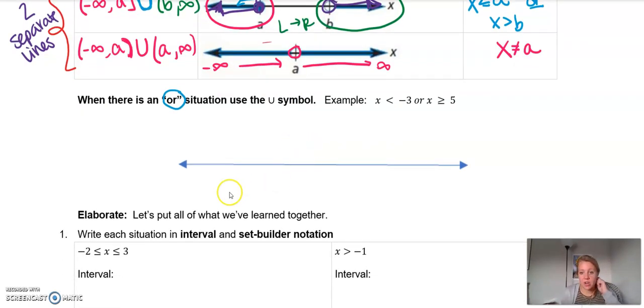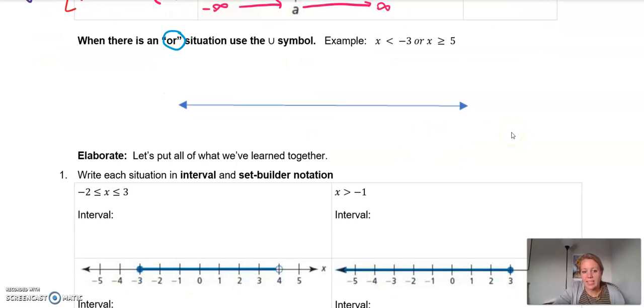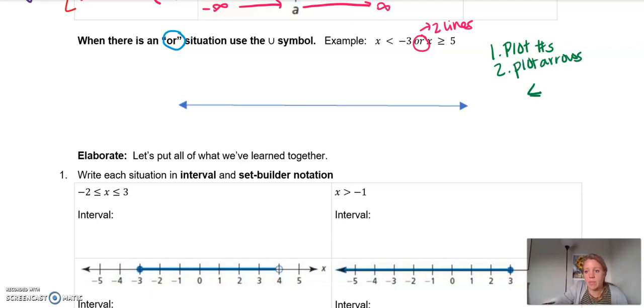Okay, so let's see if we can graph an example. We have x is less than negative 3, or, hint, "or" means we're going to have two lines, or x can be greater than or equal to 5. Here are my steps when I think about this. Plot the numbers, and then plot the arrows. Think about which way you're going to go. And remember that if we have the equal to's, we have a closed circle. And if they're just the plain ones or the not equal to's, we use an open circle.